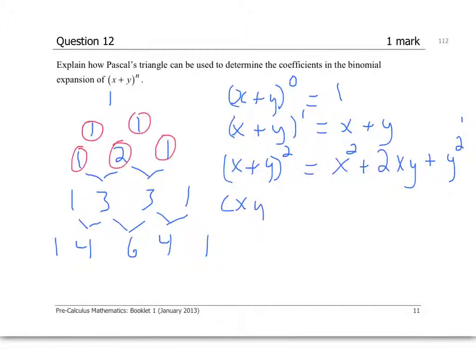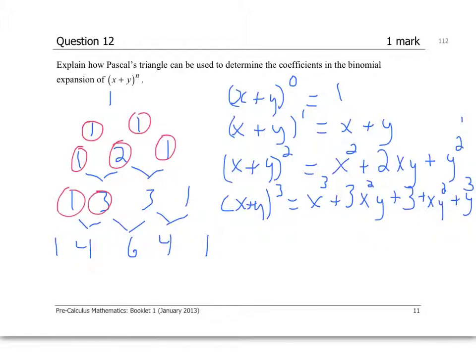X plus y, cubed. First term would be 1x cubed plus, and now we're decreasing our power by 1, and it's 3 because that's the coefficient in the triangle. X squared y plus 3, I'm on that row, xy squared plus 1y cubed. So again, what do you see? You can see that it corresponds to these 4 coefficients right here.